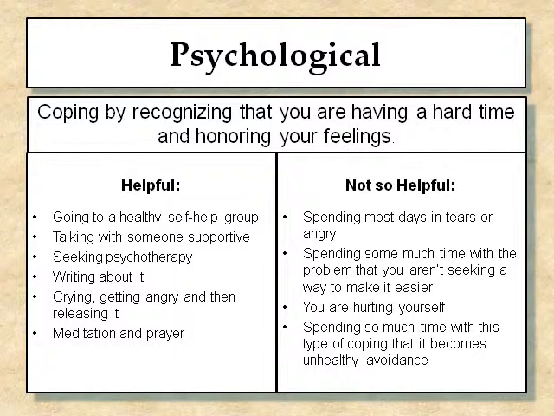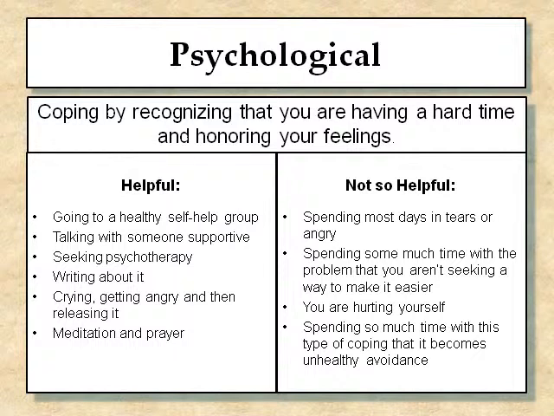Psychological. Psychological coping strategy is coping by recognizing you're having a hard time and essentially honoring your feelings. So helpful: going to a healthy self-help group. I say healthy. What's a healthy self-help group? Where people are supporting each other and they're looking for ways to help, ways to support. They're looking for solutions. Not so healthy self-help groups, people tend to try to stay stuck in a problem, and going there doesn't feel any better.